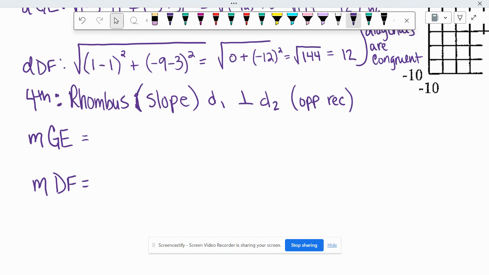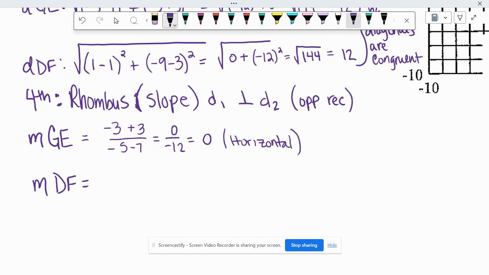So let's see. GE, -3 minus a negative is a positive. So -3 plus 3 over -5 minus 7. I'll let you guys think about that for a second. Tell me what my slope is. It's 0 over -12, which equals what? Yeah, 0. That means that's what kind of line? It's horizontal. Good job. That helps my brain process.